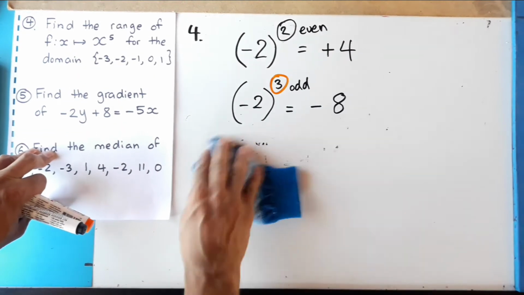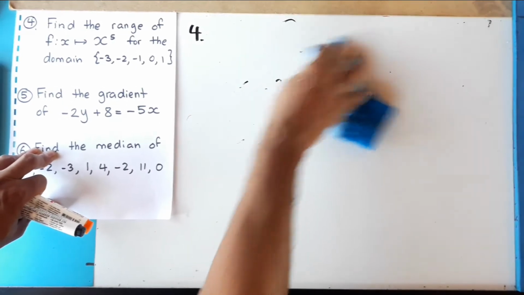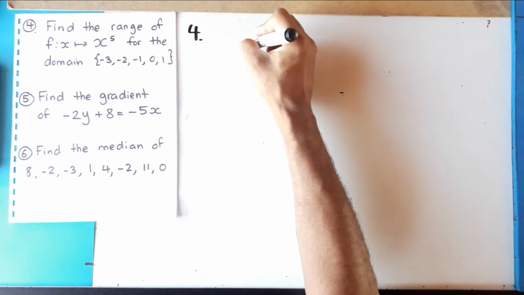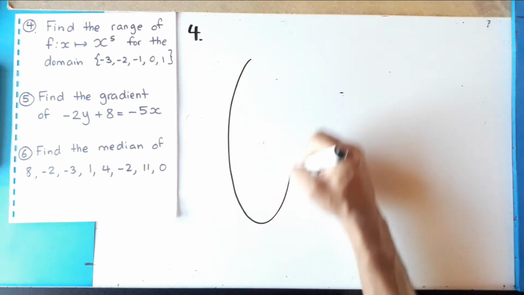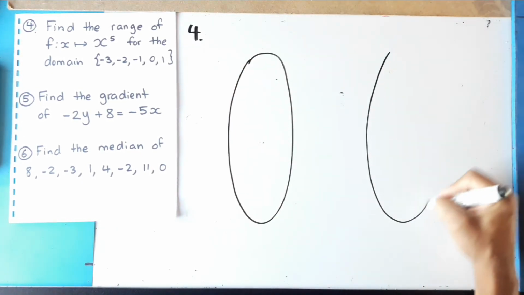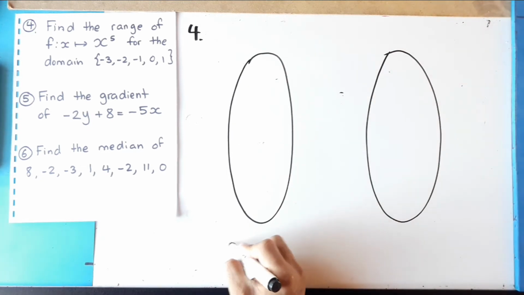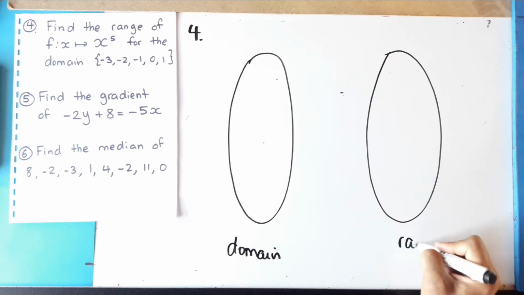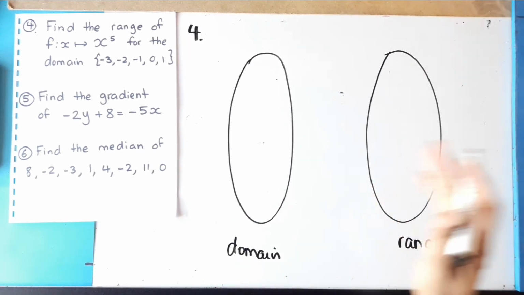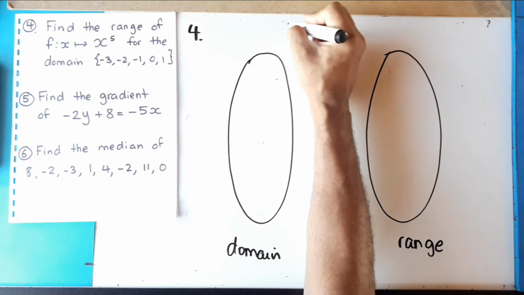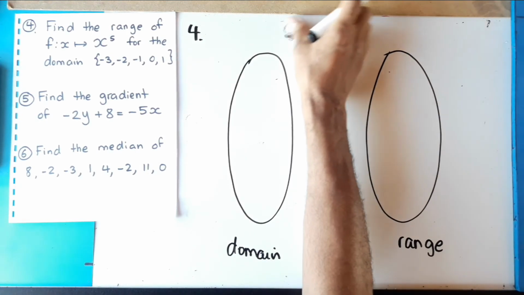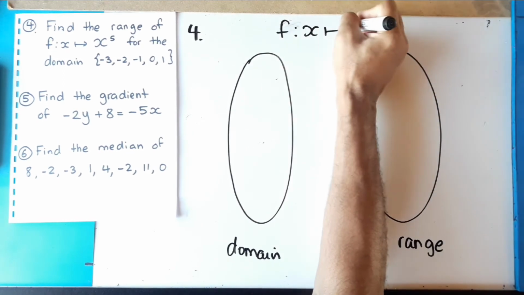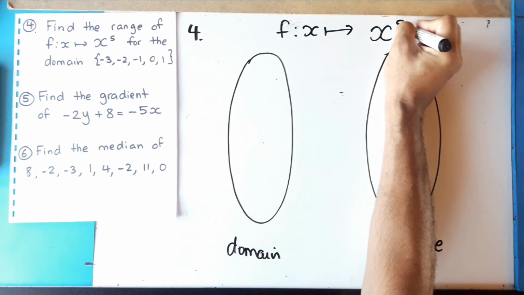Alright. So number 4, this is the bubbles question. I'm sure you all saw in the exam, keep seeing in school. So you have a bubble here and a next bubble here. The first bubble is your domain, that is what you put in, and the other bubble is the range, that is what comes out. So here we have a function f(x), and it's going to be x to the power 5.